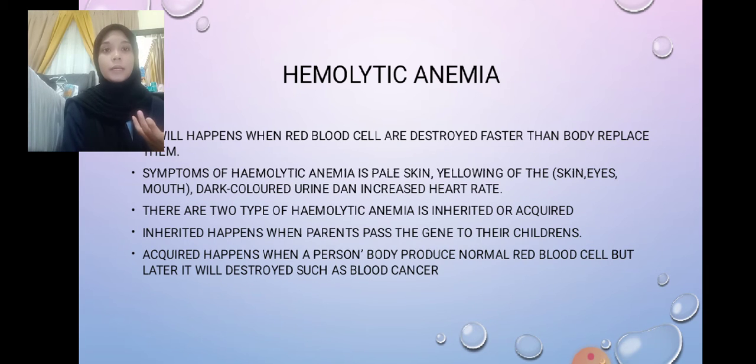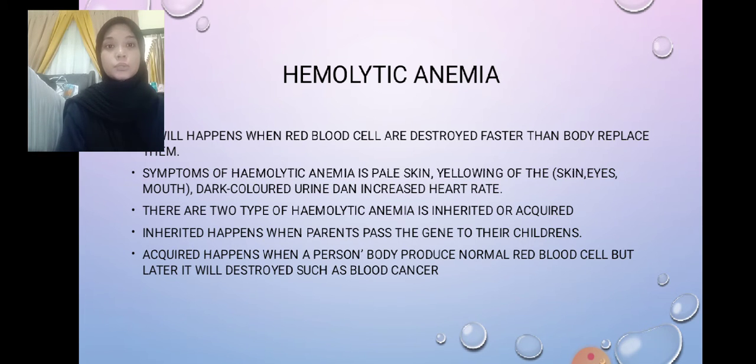So what is hemolytic anemia? Hemolytic anemia happens when red blood cells are destroyed faster than the body can replace them. Symptoms of hemolytic anemia include pale skin, yellowing of the skin and eyes, dark colored urine, increased heart rate, and also dizziness, weakness or fever.